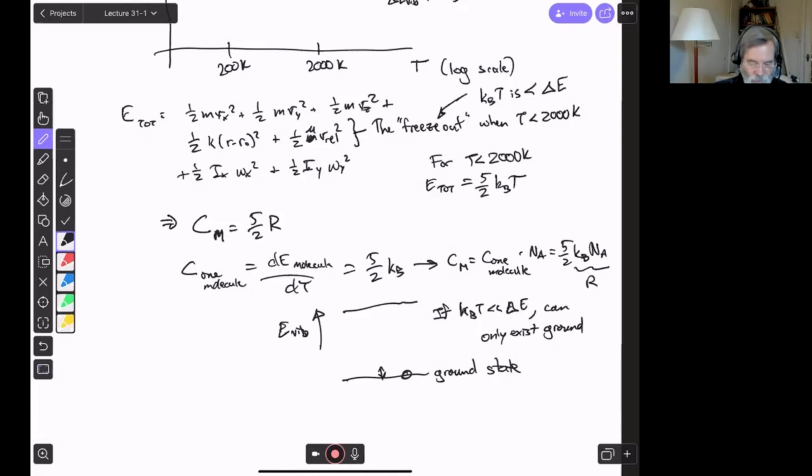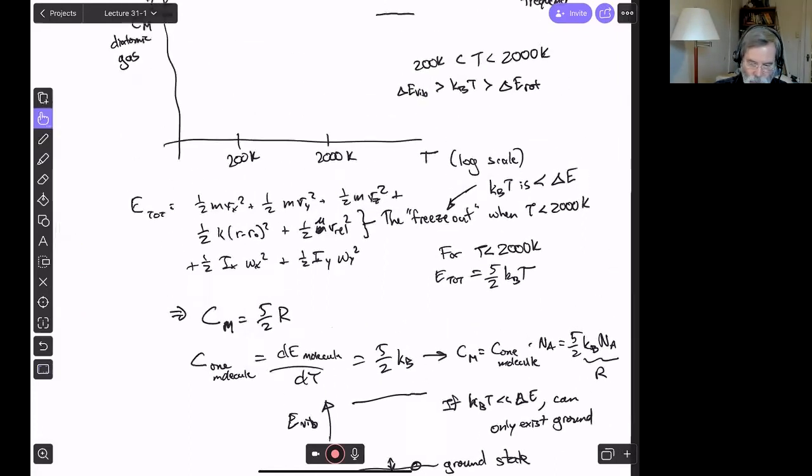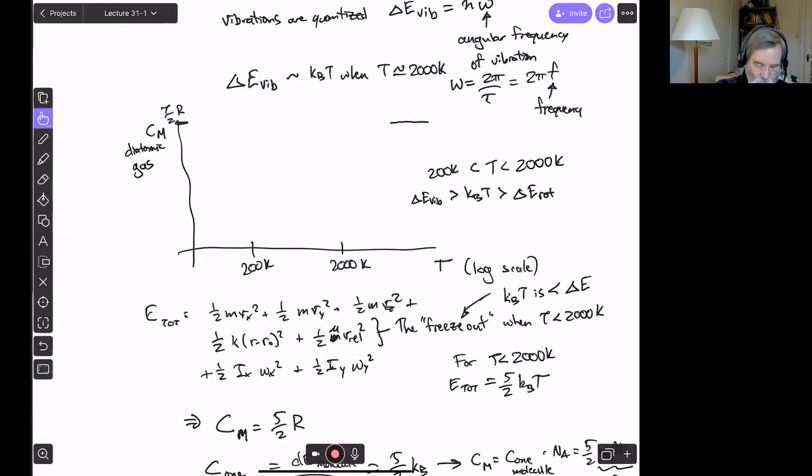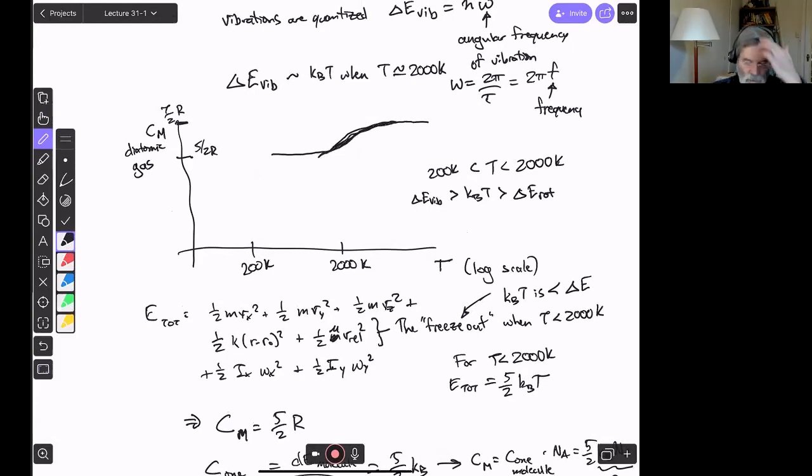Okay, so let's finish our graph then. What we just showed is that in this regime between 200 and 2000, the heat capacity is going to be about like so, where this is 5 halves R. And between here and 2000, it kind of mushes. We're not going to worry about the details, but it slides somehow from 5 halves to 7 halves R.